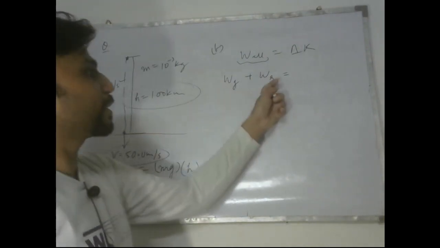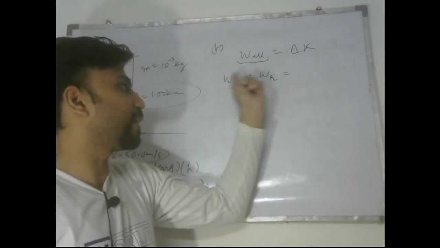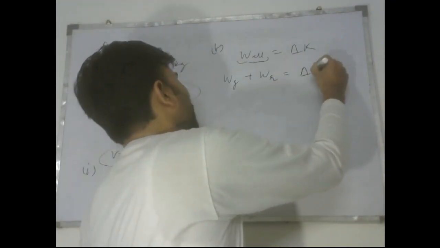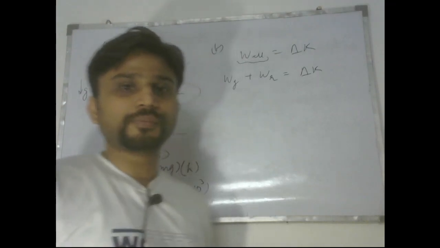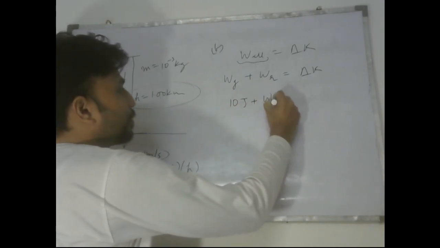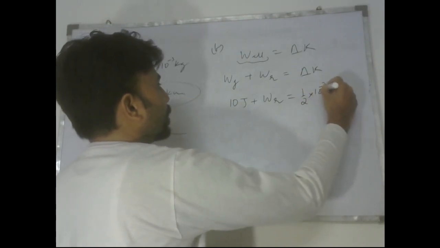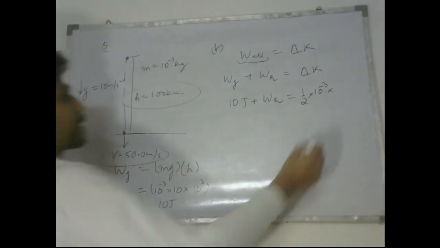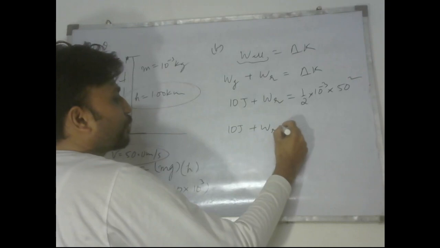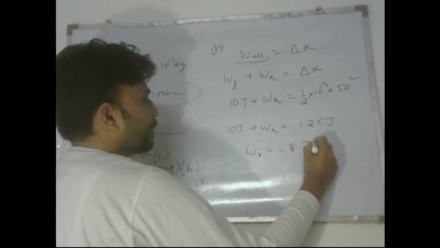So we have to write the expressions of the work contributed by gravity and by the resistive force, add them, and equate them to the change in kinetic energy of the drop. Work done by gravity we already know, that is 10 joule. Work done by the resistive force is the unknown. The final kinetic energy of the drop is half times the mass of the drop, 10 to the power minus 3, times the velocity squared, which is 50 squared. So this comes out to be 10 joule plus work done by resistive force equal to 1.25 joule. So this comes out to be minus 8.75 joules.